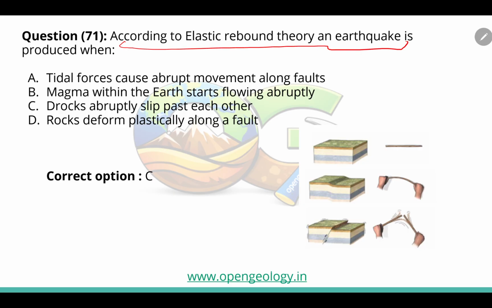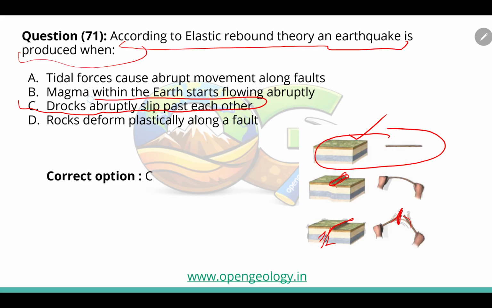According to the elastic rebound theory, an earthquake is produced when? So what does the elastic rebound theory state? It states that whenever you bend a material like the earth's crust, it will behave elastically. But after reaching a breaking point, it will break into two parts and a sudden release of energy will happen in terms of faulting. So the maximum energy will be released when the rocks abruptly slip past each other. Abruptly means during the faulting period.